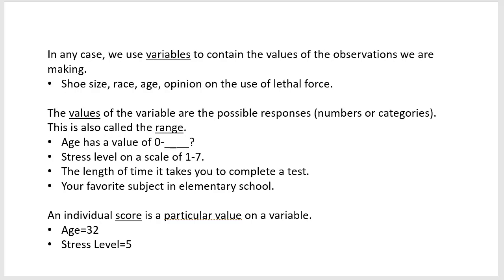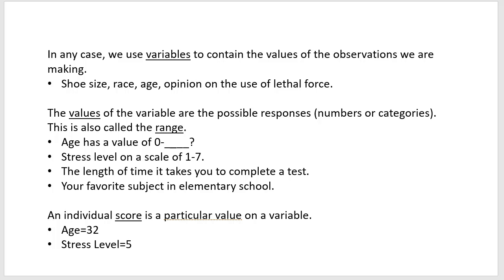Some more terminology that we're going to come across are things like variables. The variable is a container. It's kind of something that we use to put values in. So a variable can be something like shoe size, race, age, opinion on the use of lethal force. Those are all variables because they can have different numbers. The values of the variable are the possible responses, and sometimes we call that the range.